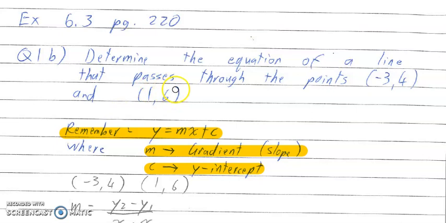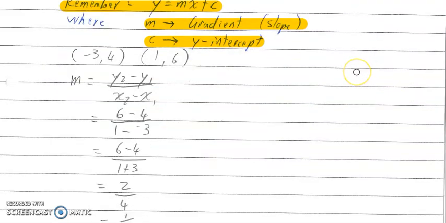The question is saying, determine the equation of a line that passes through the points -3, 4 and 1, 6. In order to determine the equation of a line, first thing we need to do is figure out the gradient. So I've copied out those 2 points here again, and I've written my gradient formula here. Then I substitute my values.